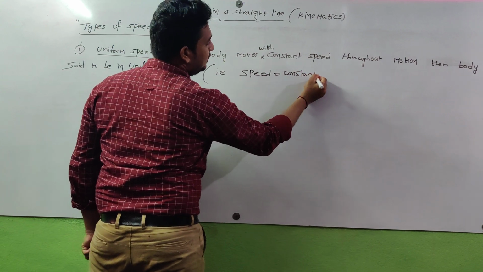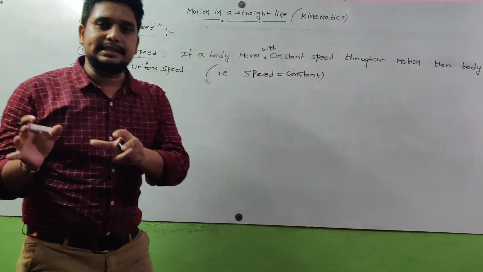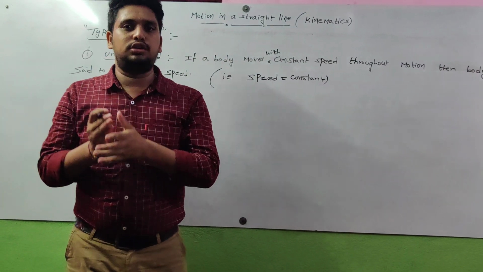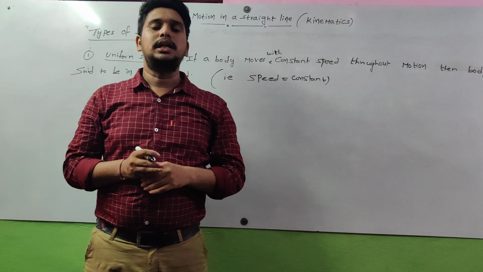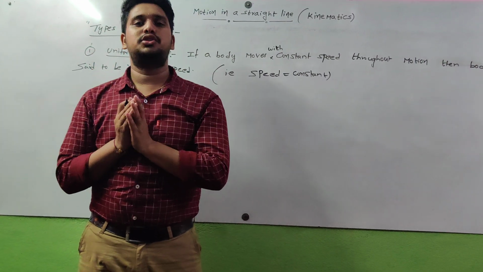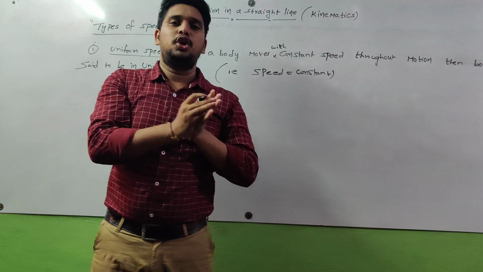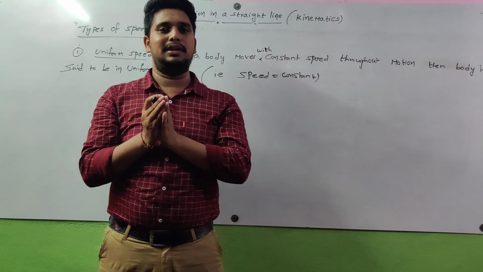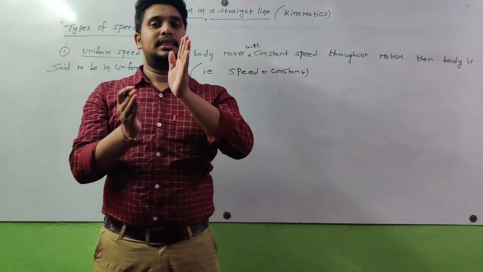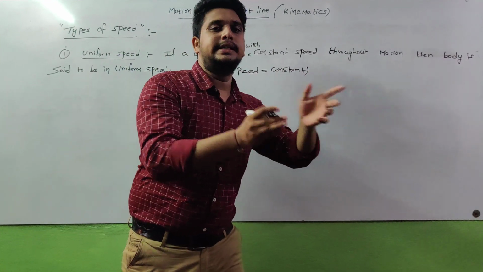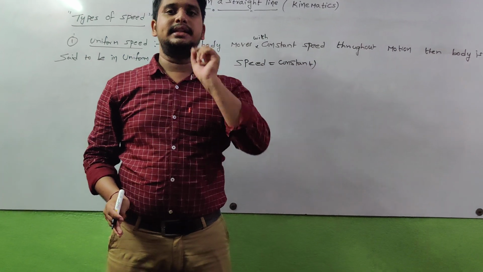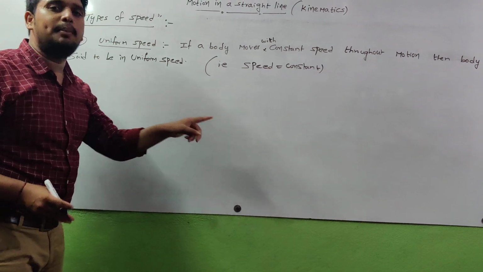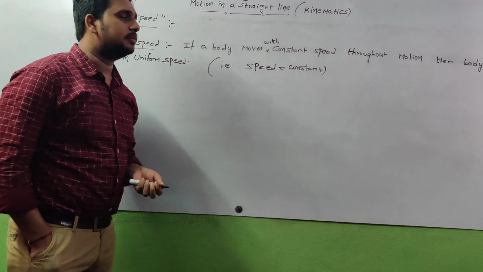For example, if a car travels on the road from Adiyaman Public School to Roundtana, throughout this path it maintains 50 kilometers per hour speed only. That means throughout motion, speed is constant. This is said to be uniform speed. So this is the thing for uniform speed.